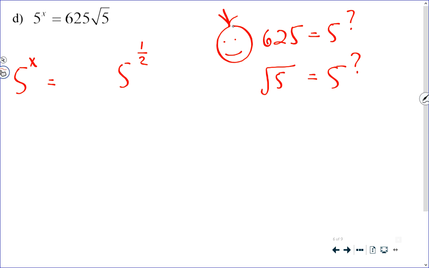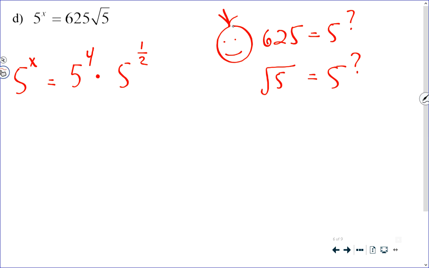And we can figure out with a calculator what 625 is. Is it 5 squared? Well, no. When you put 5 squared into your calculator, you get 25. 5 cubed is 125. But 5 raised to the 4 is 625. So we end up with 5 raised to the 4 multiplied by 5 raised to the half equals 5 raised to the x.